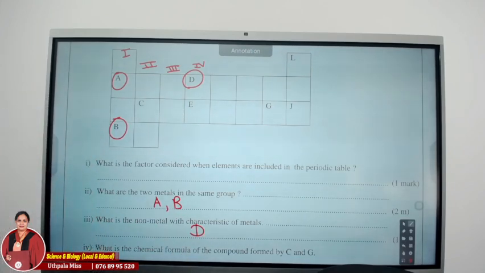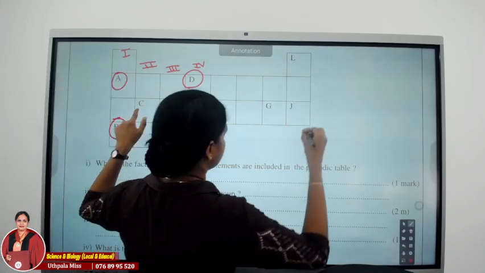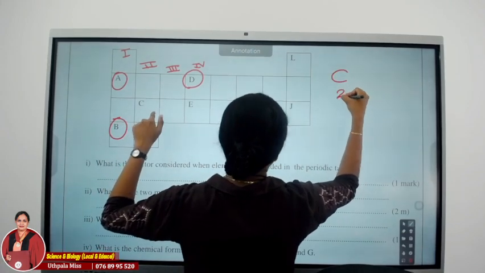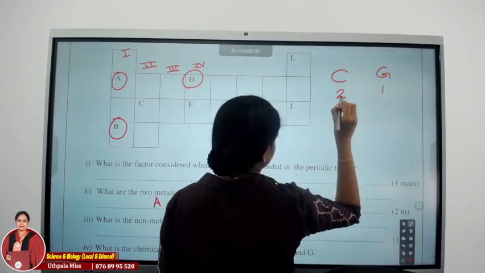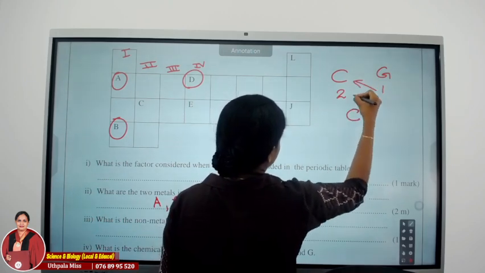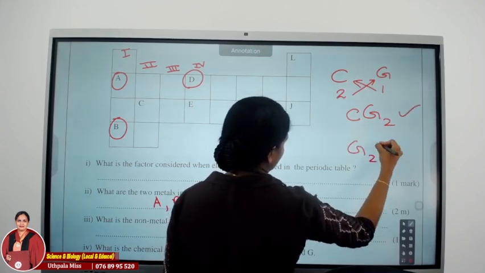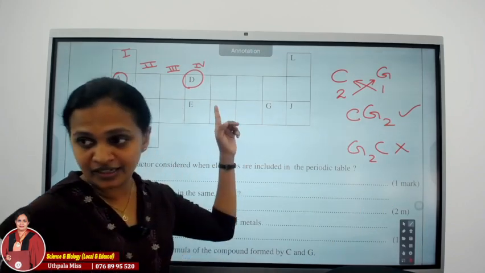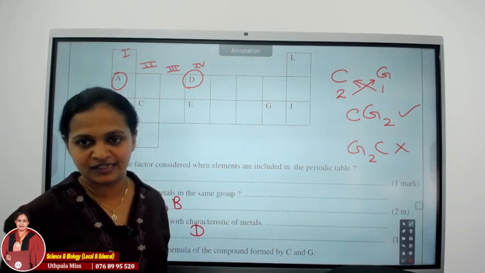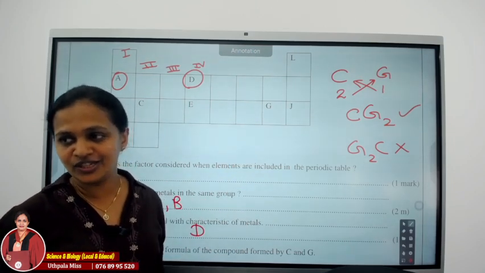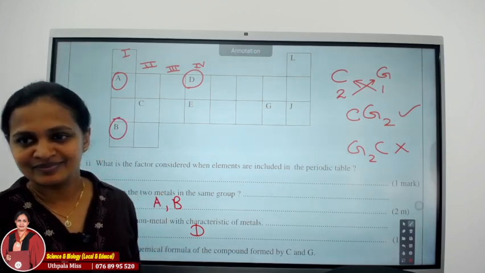What is the chemical formula of the compound formed by C and G? C is in group 2, therefore its valency is 2. G is in group 7, therefore its valency is 1. Once you exchange the valencies, you get the formula CG2. If you have written this as G2C, that's wrong because we mention the metal first, or the element which forms positive ions first. Therefore, it should be CG2.